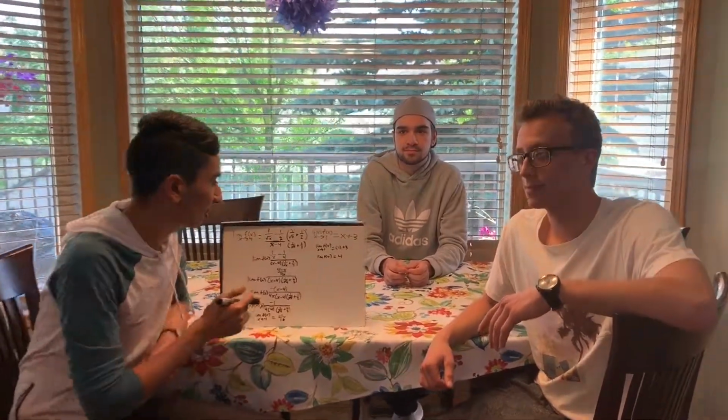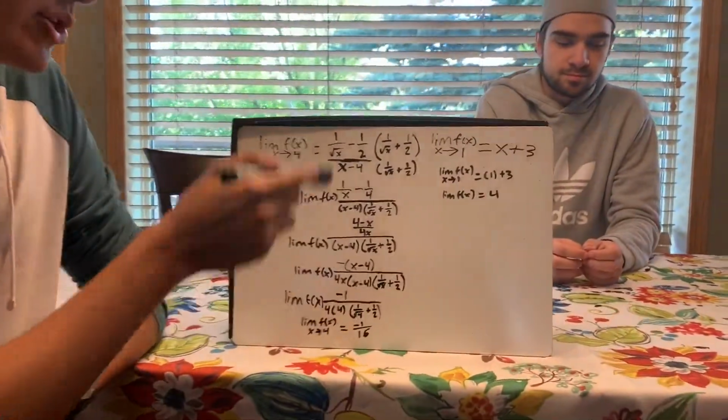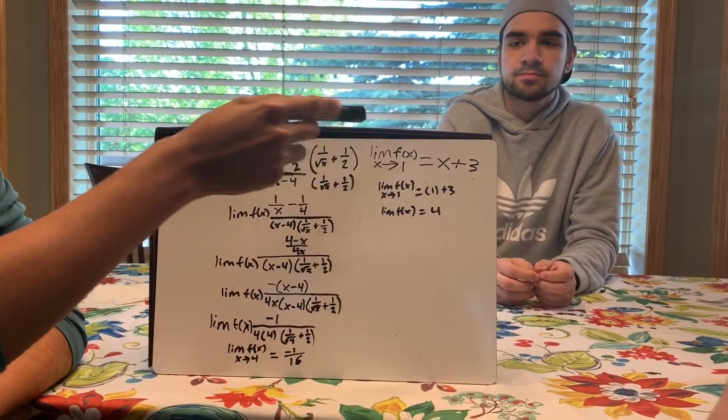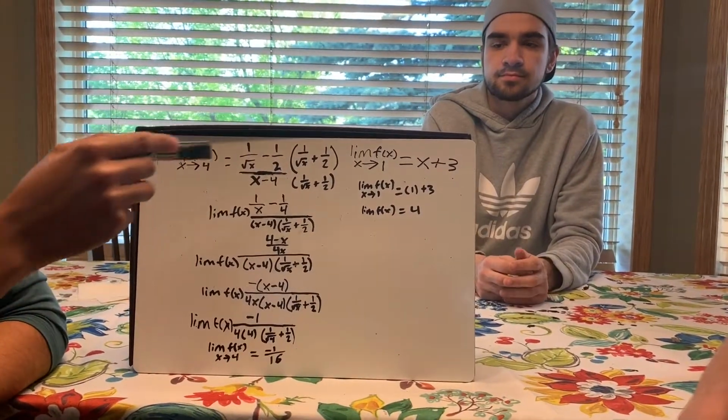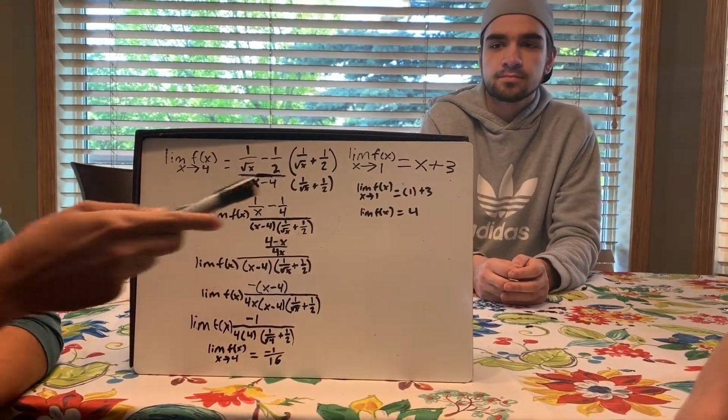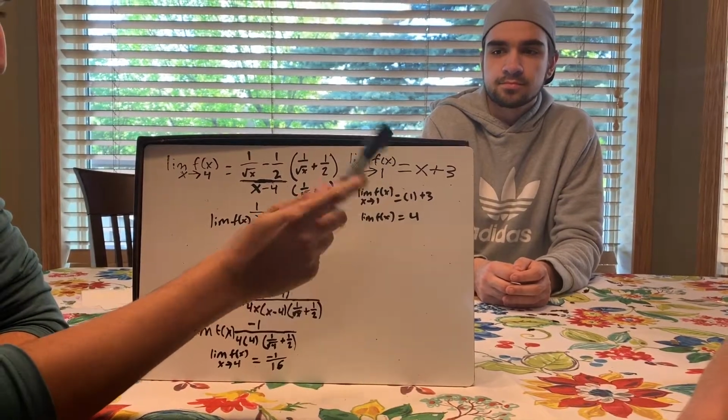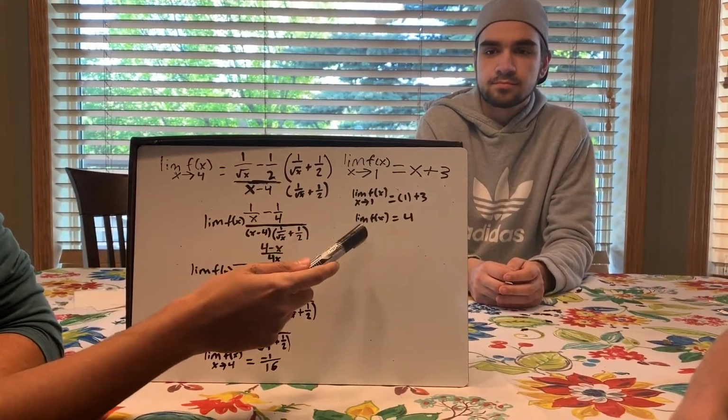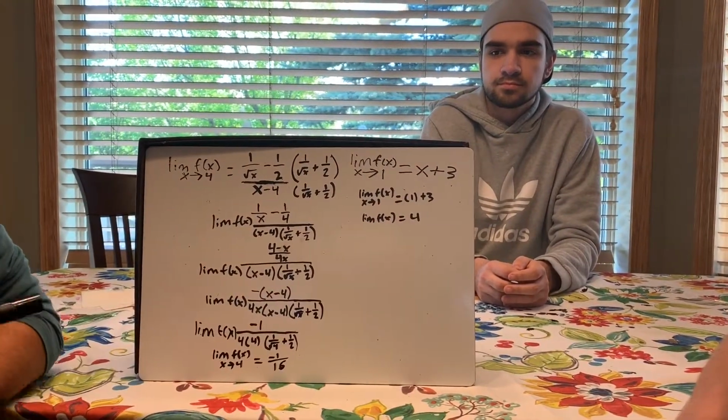So as you can see with the first example, we can implement direct substitution with the limit of f of x as x approaches 1 is equal to x plus 3. So simply to do this, all we have to do is put the 1 from here into the function, and we get the limit of f of x to equal 4.